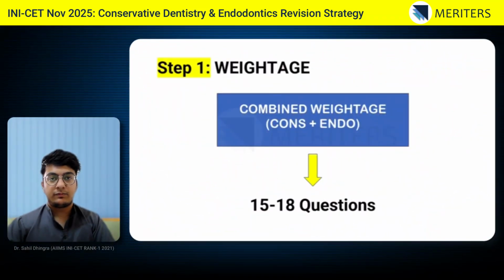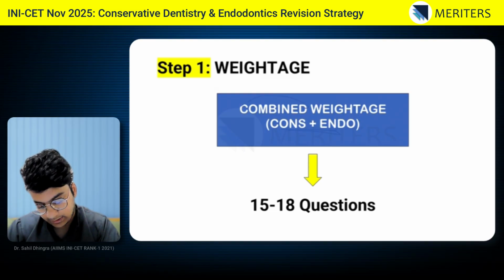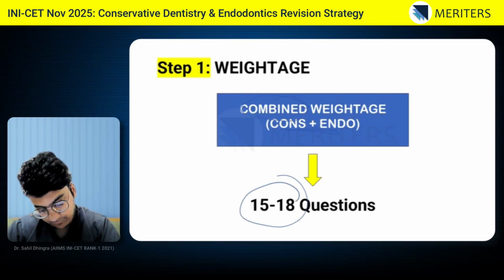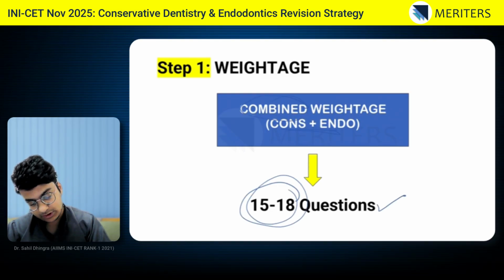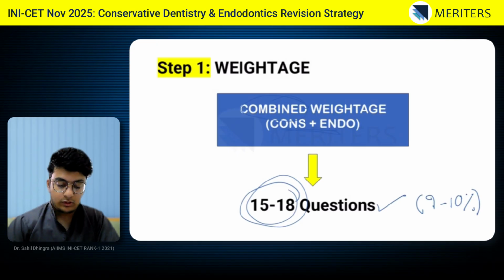Let's begin. First, we need to know the weightage of the cons endo subject. So the combined weightage of the cons and endo subject is roughly around 15 to 18 questions in your INI-CET, which is almost 9 to 10% of your 200 questions. So almost 10% of the paper is on cons and endo.